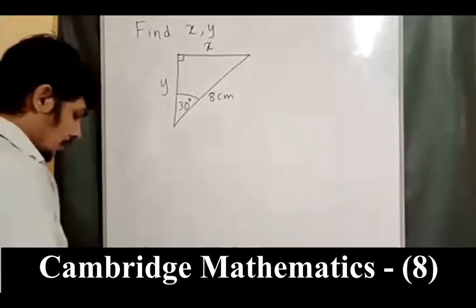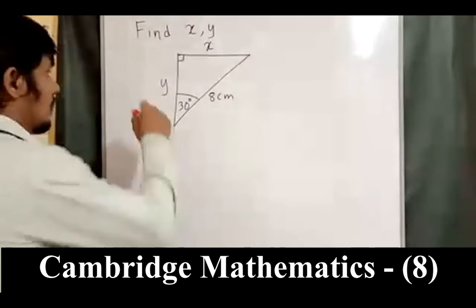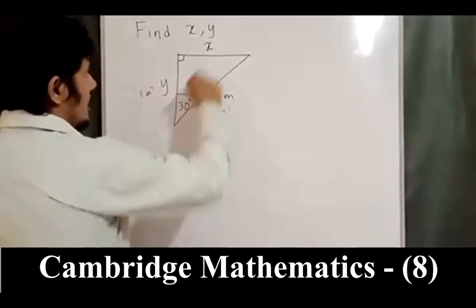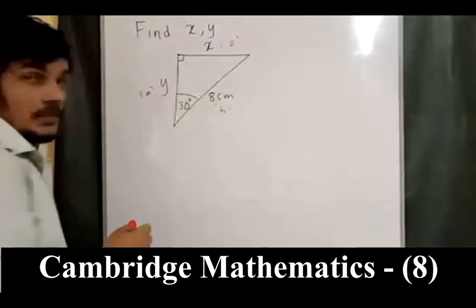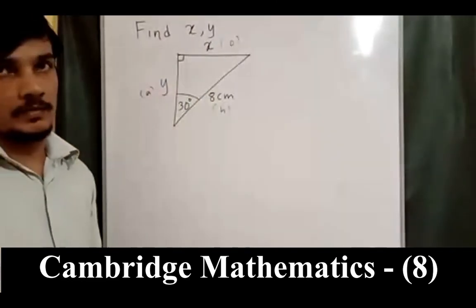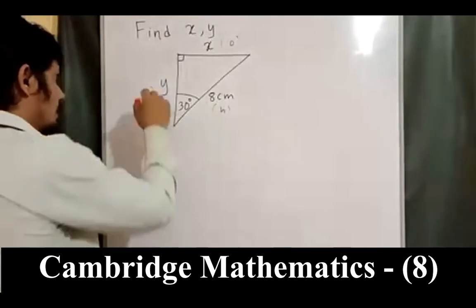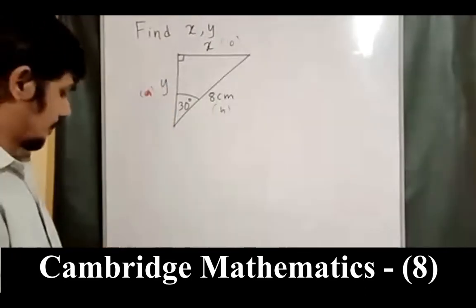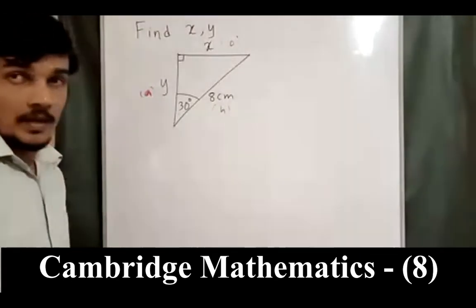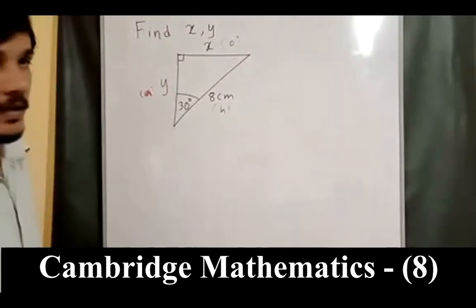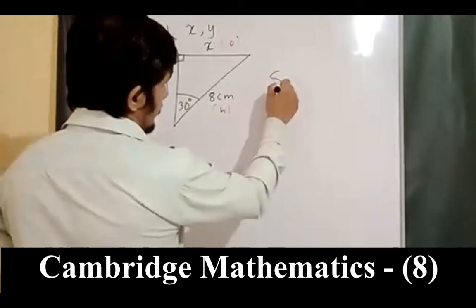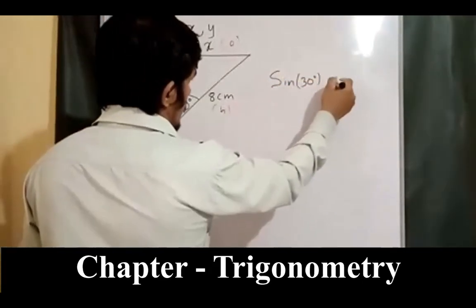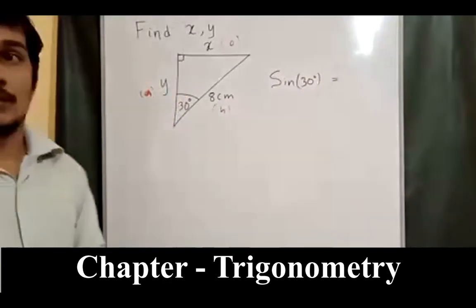I'll just keep a small note here if I miss it. This will be adjacent, this will be hypotenuse, and this will be opposite. Just one letter I mentioned there, just to clarify it clearly. Adjacent. Now I apply sine ratio to this triangle for this 30-degree angle. Sine 30 is equal to opposite over hypotenuse.